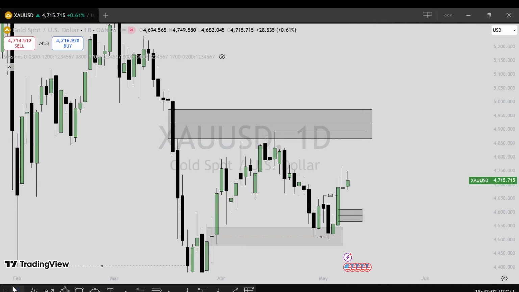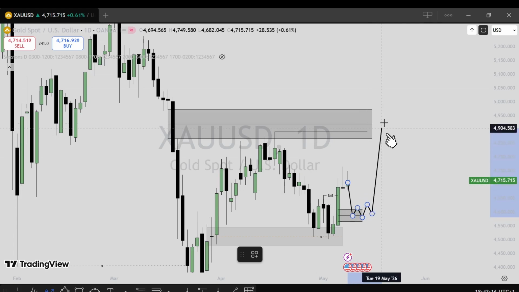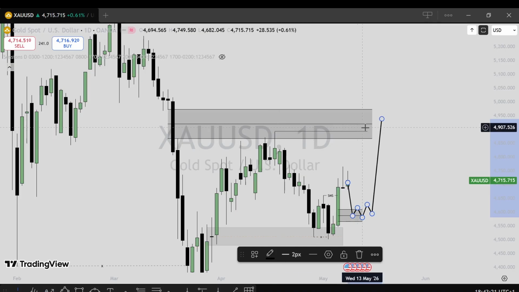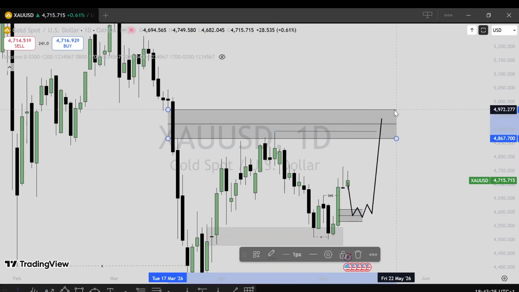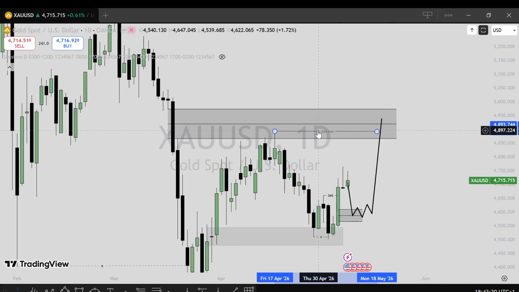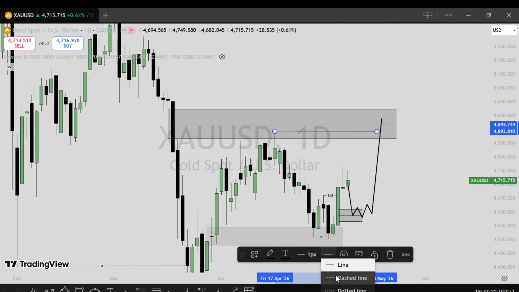I'm expecting price on the daily time frame, this is the daily time frame, to come down to this 4 hours fair value gap zone, then give me a shift in market structure on the 15 minutes time frame, a structure like this. Then this is my first target: expecting price to come take out this particular liquidity here, thereby filling this fair value gap properly. So this is going to be my first target.